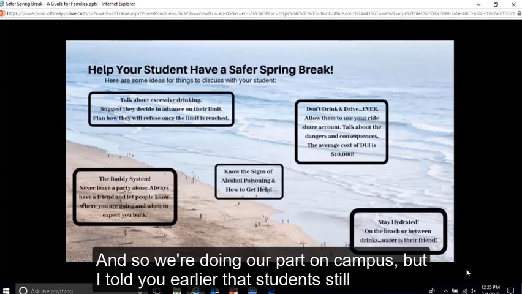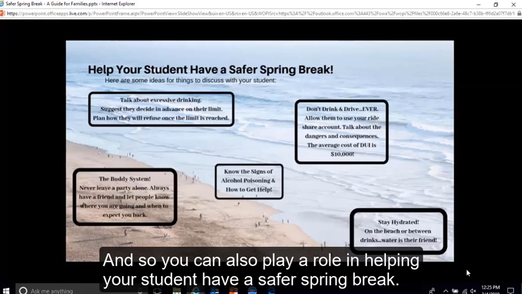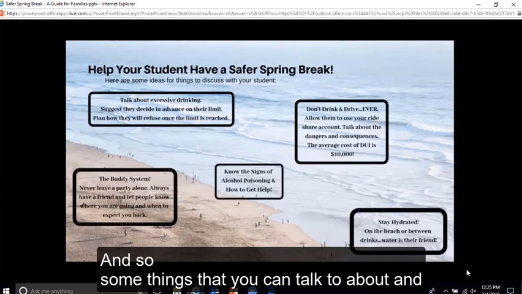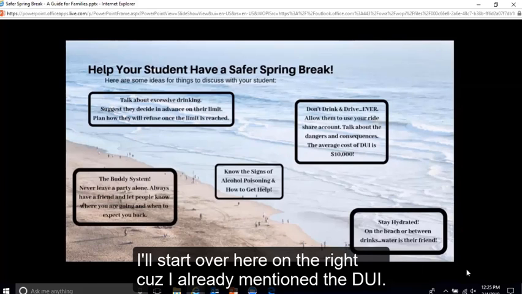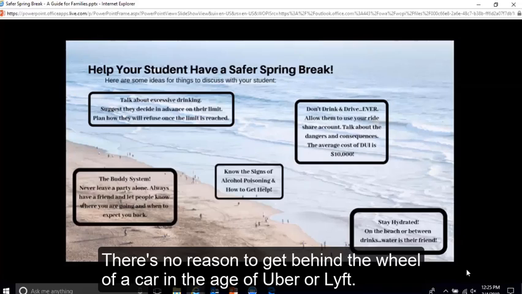And so we're doing our part on campus, but I told you earlier that students so heavily rely on their families for health and wellness information. And so you can also play a role in helping your student have a safer spring break. And so some things that you can talk about, and I'll start over here on the right because I already mentioned the DUI. Please remind them not to drink and drive ever. Ever. There's no reason to get behind the wheel of a car in the age of Uber or Lyft.